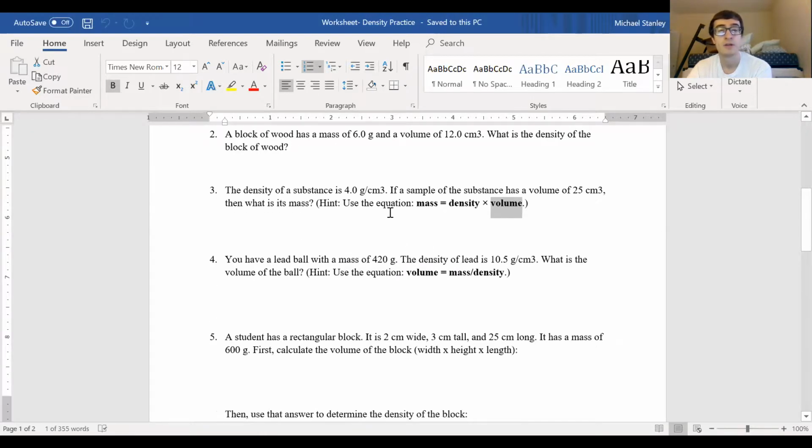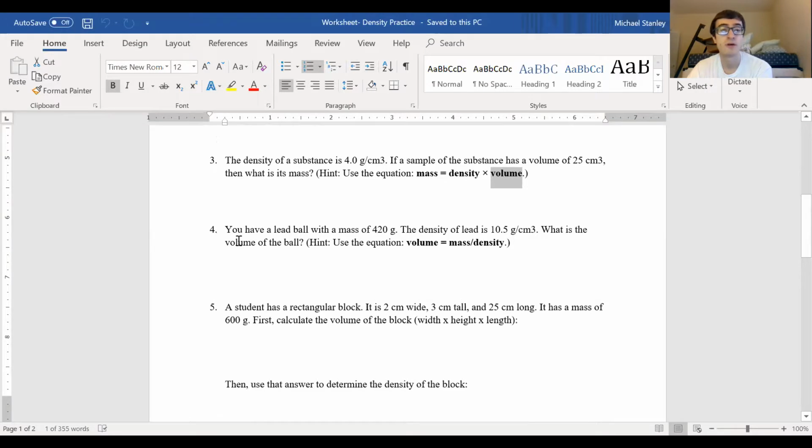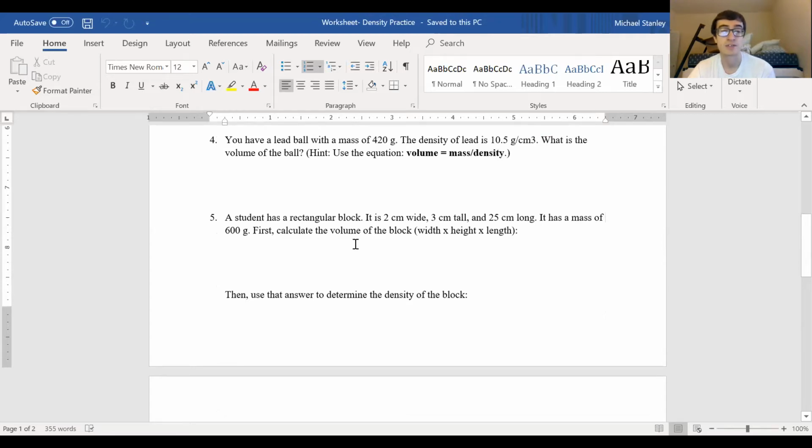Number 4 wants to know the volume of a lead ball based on knowing the mass and the density. And then number 5 asks you to first calculate the volume of the block using the dimensions given, and then use that volume and the mass it gives you to calculate the density.